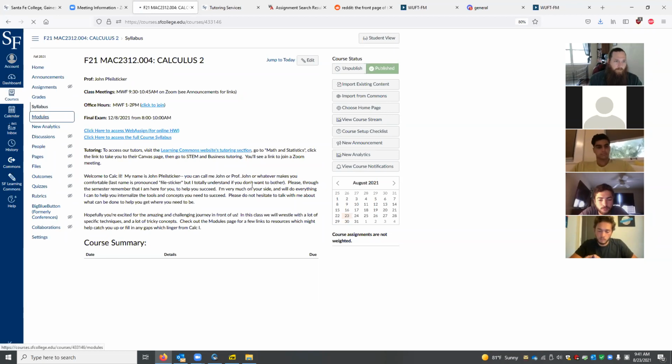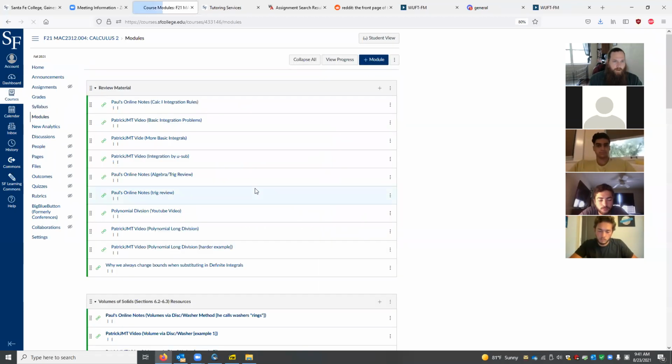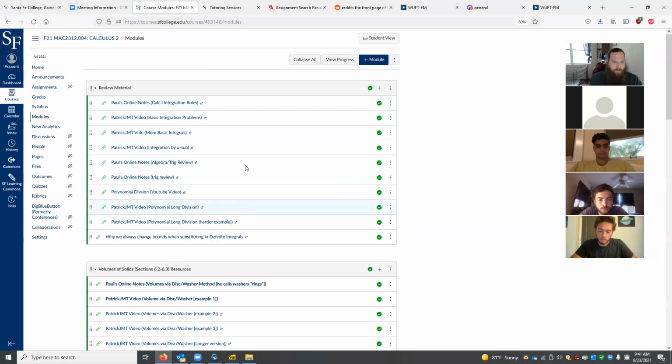Coming over to the modules. I have here a medium-sized collection of stuff that you should know, stuff that you should know well, things like how to divide polynomials, things like the definition of the inverse tangent function, how to evaluate the inverse tangent of -1, or what does it mean to say arc sine of √3/2, all that stuff, kind of basic things that you should know, including Calc 1 integration rules, some basic integration problems, things that you need to have rock solid from your Calc 1 days coming in.